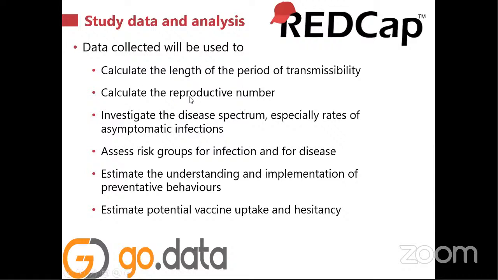Thank you. So our study data will be collected using the Go.Data tool, and it will be stored in the REDCap database. And this data that has been collected will be used to calculate the length of the period of transmissibility, and it will also be used to calculate the reproductive number. We are also going to investigate the disease spectrum, especially the rates of asymptomatic infections. And we're also looking at the risk groups for the infections and for the disease.